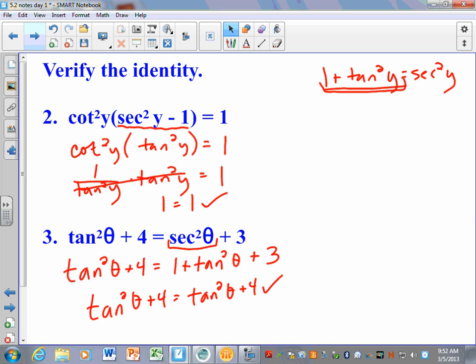The Pythagorean identity is so, so important. You could have done the same thing on this side. You could have changed tangent squared to secant squared minus 1, and you would have got the same thing, which is why it doesn't matter which side you work with, as long as you end up with them equaling each other. Questions about that? It's pretty easy, right? Want to do a harder one?